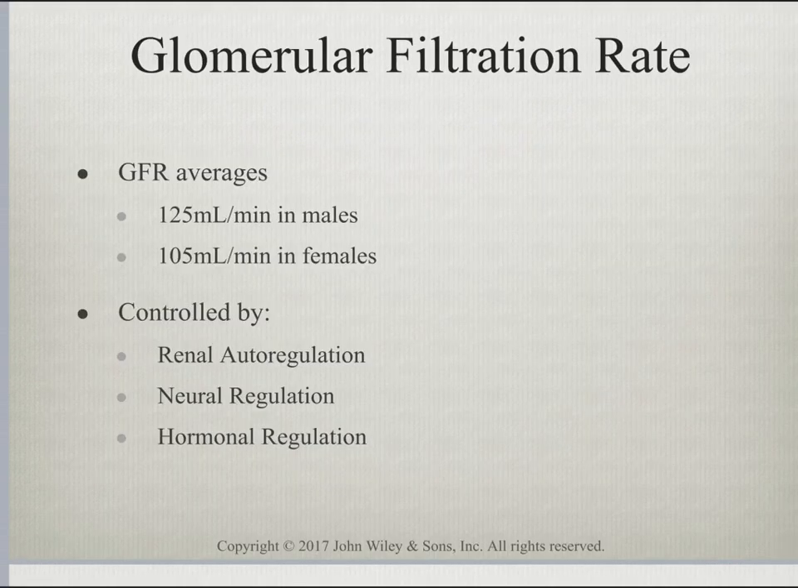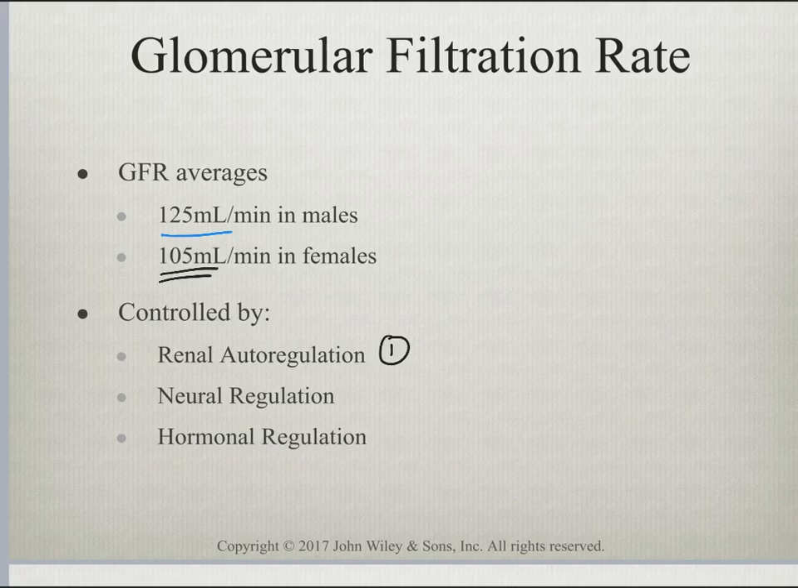Let's take a look at some GFR, some glomerular filtration rates. For averages, in males, the average GFR is about 125 mils per minute. For females, our GFR is about 105 mils per minute. And then we say, well, what really controls this? Because again, we go back to pressure too high, pressure too low. What can control the amount of filtrate coming through those tubules at any given time? We can lower this GFR or increase this GFR. So it's going to be controlled by three things.